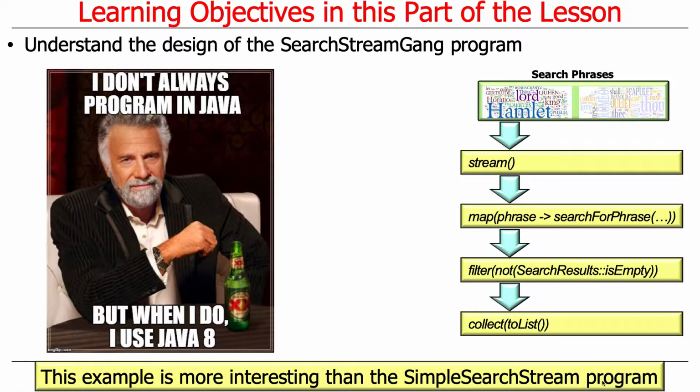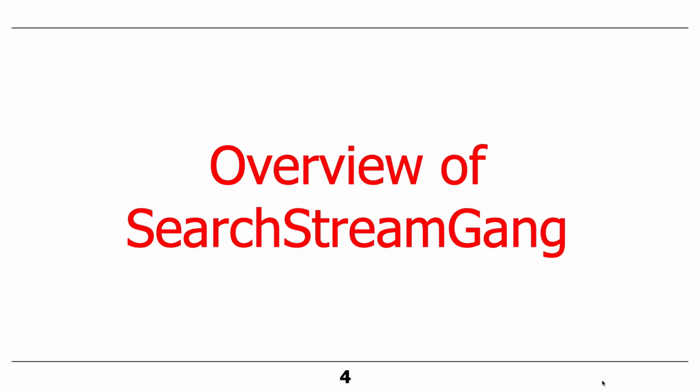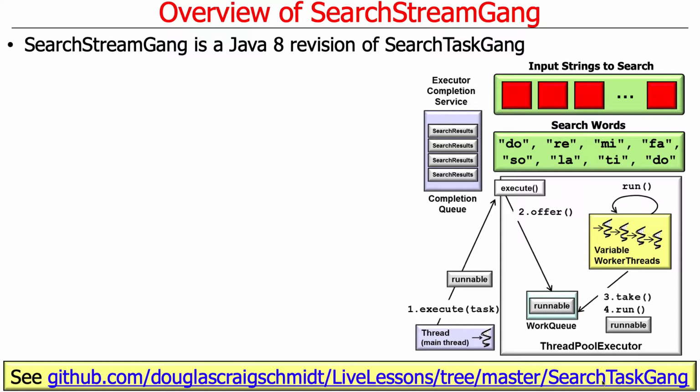This example is also more interesting than the simple search stream program. So it's similar in some ways, but it does more stuff, and it's cooler. So let's first start by talking about this. This is a revision of yet another program I wrote called the SearchTaskGang. We won't really talk about that in this course.